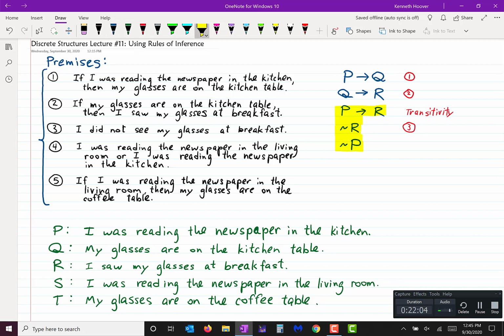Now look at those 3 lines. P implies R, along with the negation of R, allows me to conclude the negation of P. That's one of your 7 rules of inference. Look at the list and see which rule of inference that is. That's one of the ones with the funny names. That one is called modus... which one? Tollens. Okay?